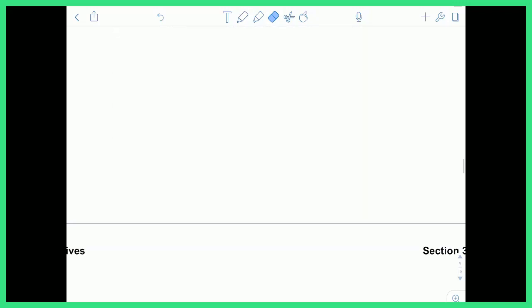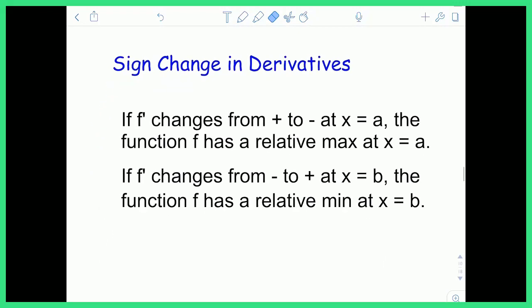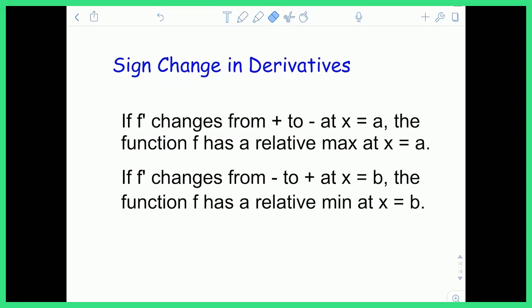Here are a couple of really big important points. Point number one: if the derivative changes from positive to negative at x equals a, the original function has a relative max at x equals a. And vice versa, if f prime changes from negative to positive at x equals b, the original function f has a relative minimum at x equals b.